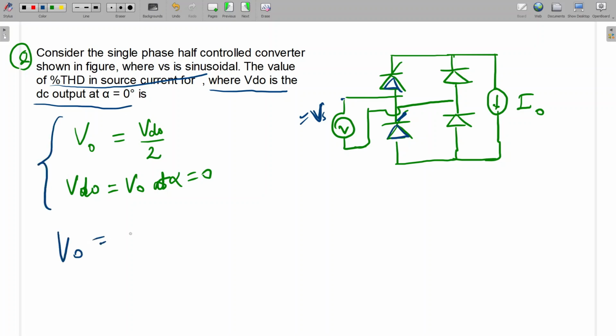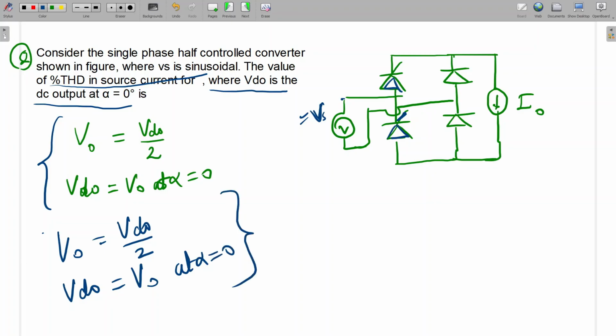V0 is equal to Vd0 by 2, and Vd0 is equal to V0 at alpha equal to 0. With only these two pieces of information, no numerical data given, we have to calculate the THD in the source current. This is the source current. One more thing is given: the output current is ripple free.